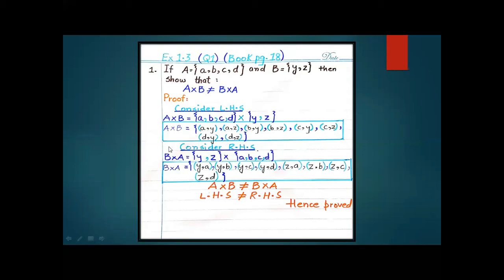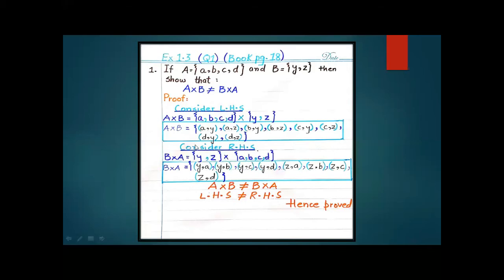So first you will write the elements of set B multiplied by the elements of set A. Y comma Z multiplied by A comma B comma C comma D. Now start the solution by taking the first element from B and the second element from set A. So the answer will be YA, YB, YC, YD, ZA, ZB, ZC, ZD.